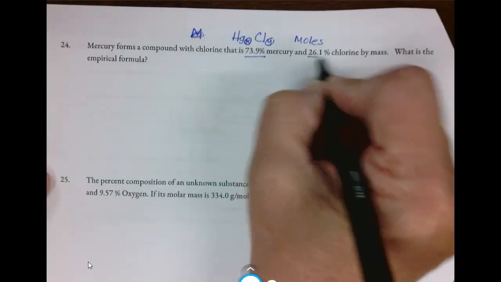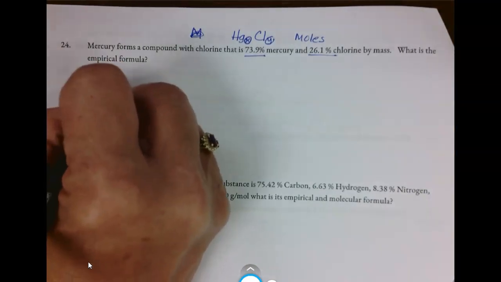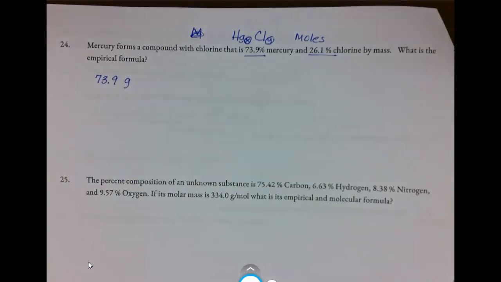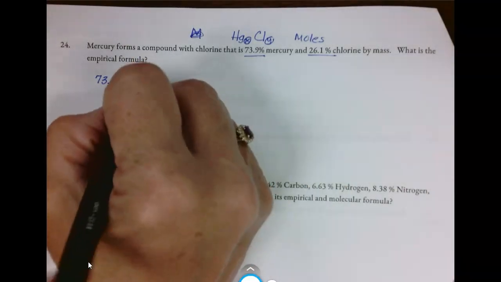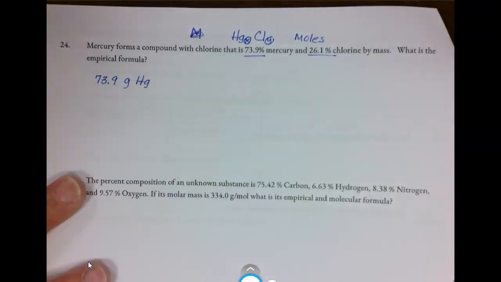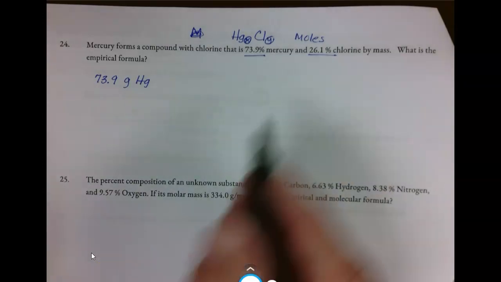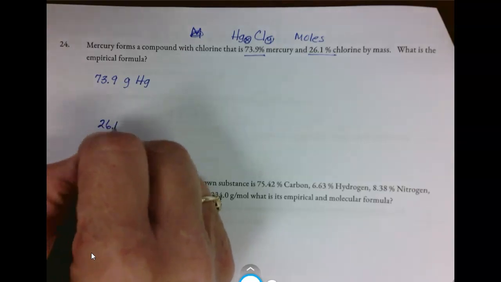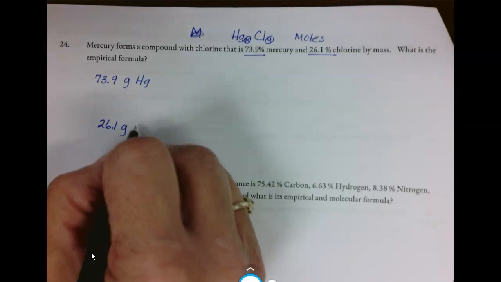Anytime they give you a percentage, we can actually just turn that number into grams, because what we can think of is that if it's 73.9% of 100, then it would be 73.9 grams, and that is of mercury. Okay, and then we're going to take the same thing here, the 26.1. Again, if you think of it as out of 100 grams, then it would be 26 grams of chlorine.